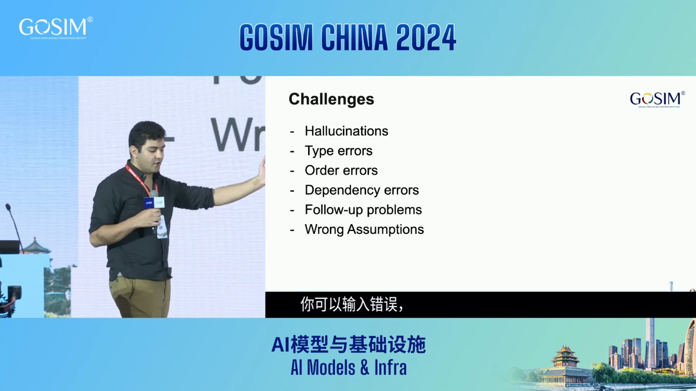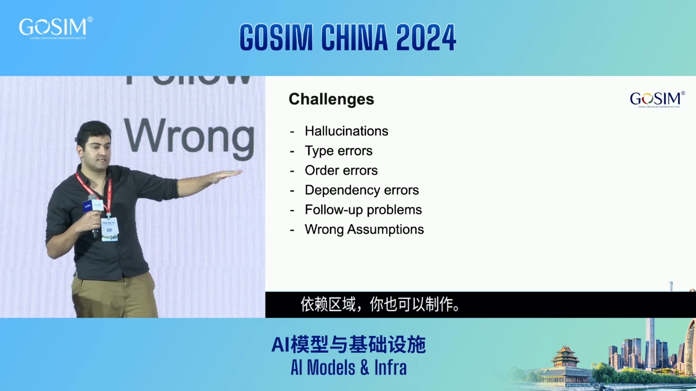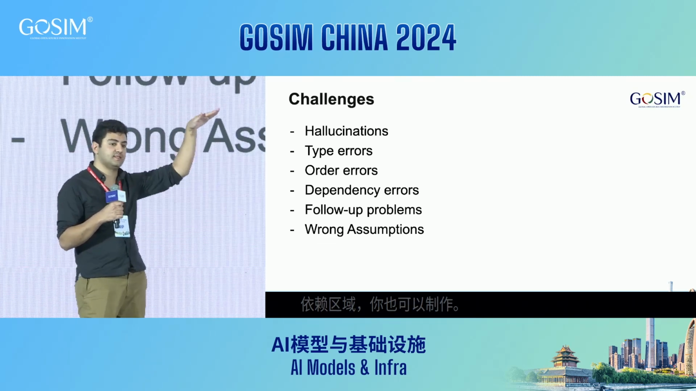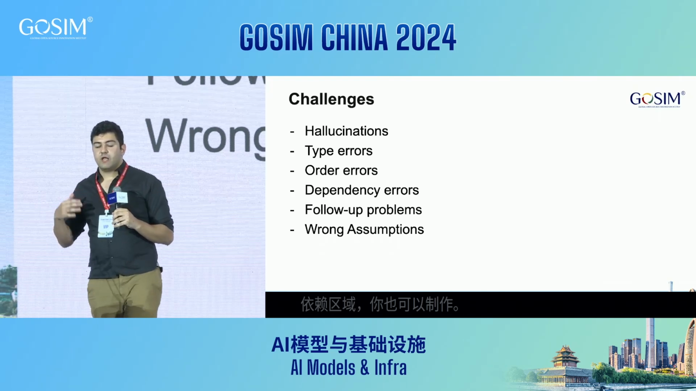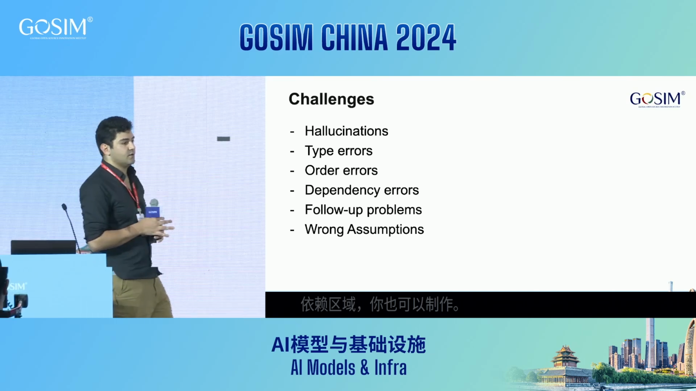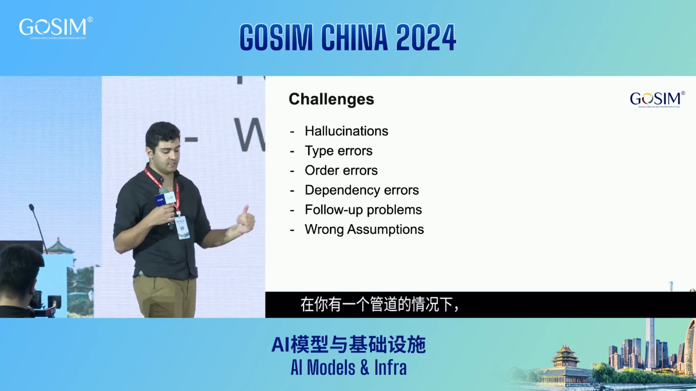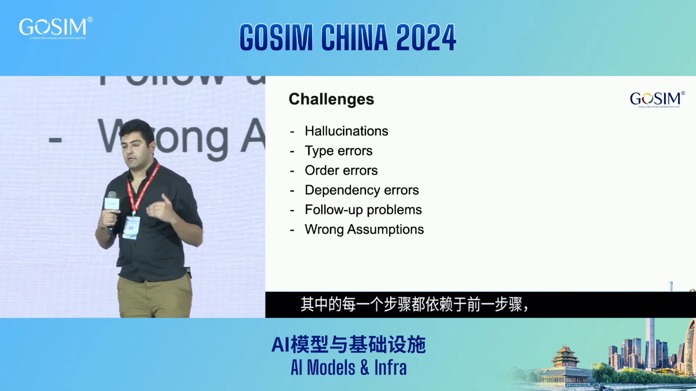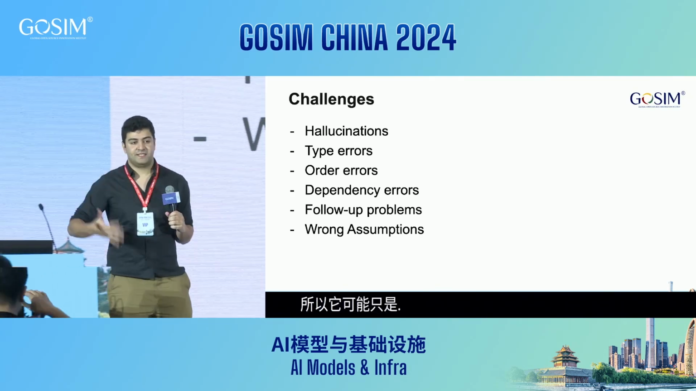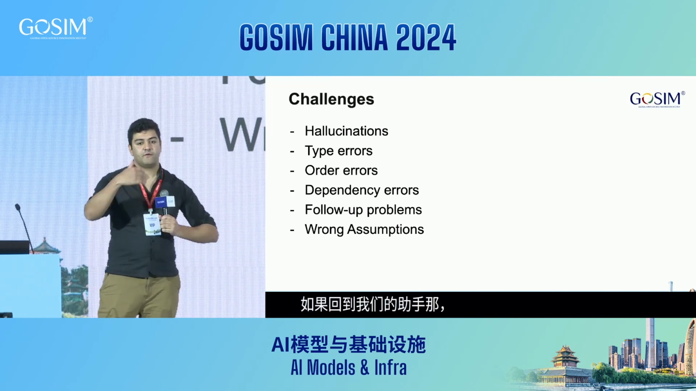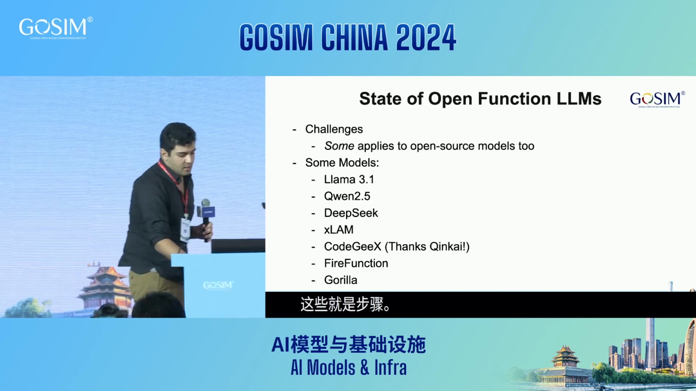So, for example, if you have a pipeline where some step relies on the previous step, or step X, it may not know this kind of dependency, so it might just execute this. If we go back to our assistant, there might be steps such as go to the kitchen and make the coffee and bring it back. Those are the steps. And it might just say, make the coffee before going to the kitchen, which is not what we want.